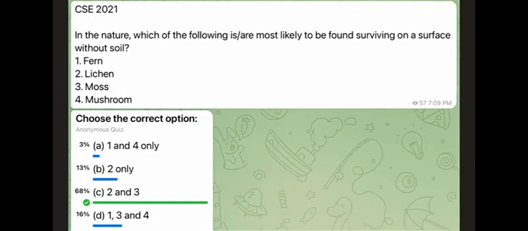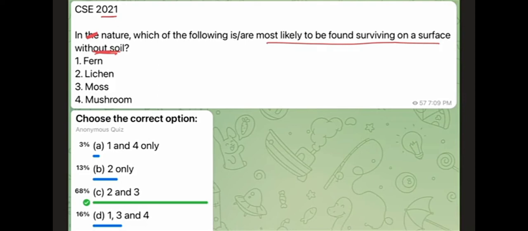Similarly, the other question also was from prelims 2021, and the same funda applies. The question read, in nature, which of the following are most likely to be found surviving on a surface without soil? Okay, without soil. That means anything that requires soil to grow will not be the answer.